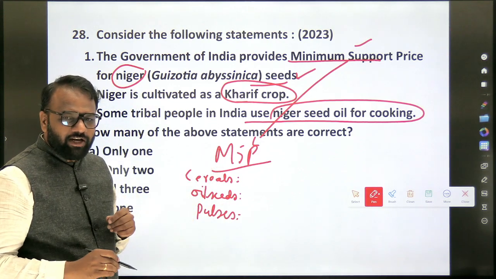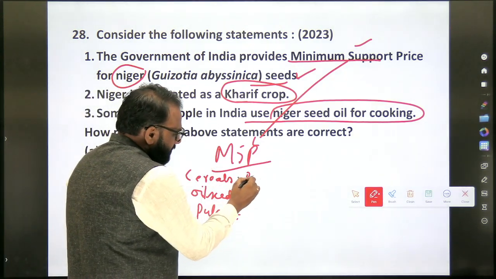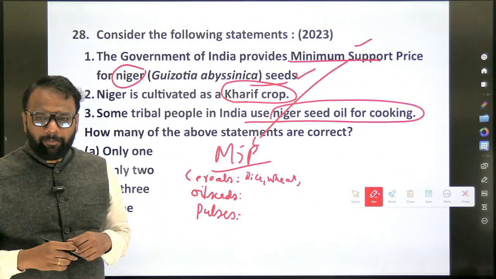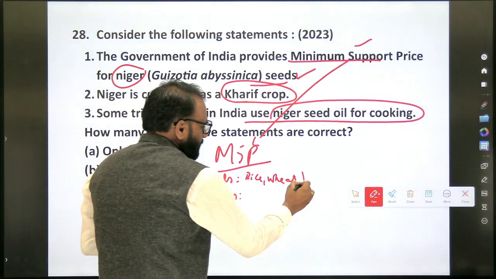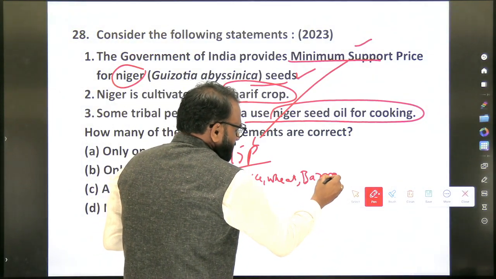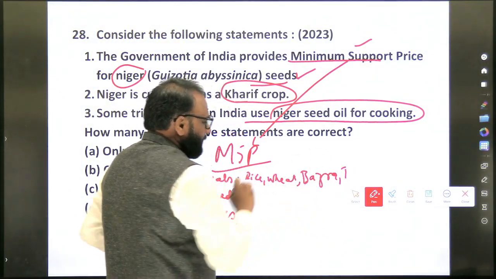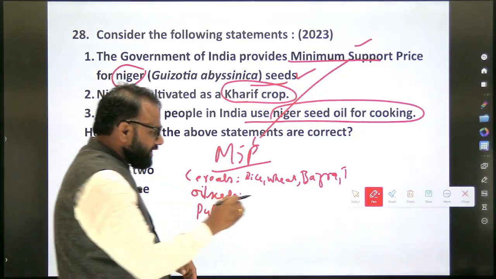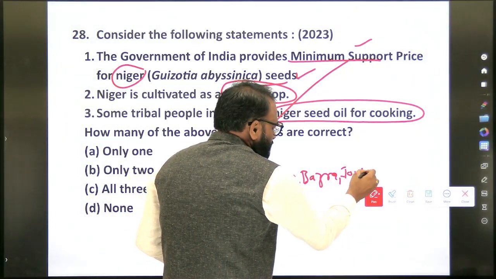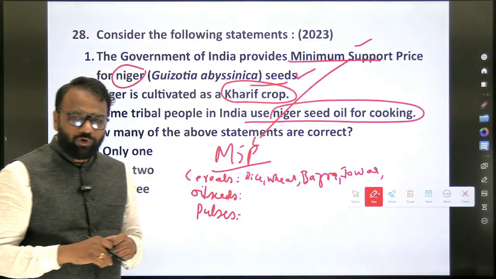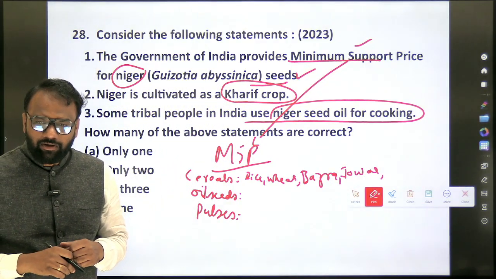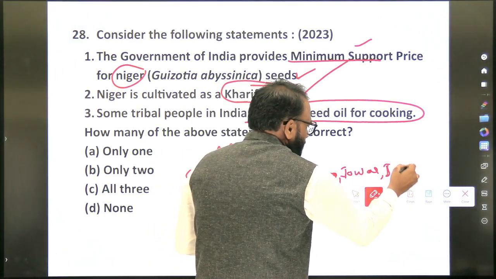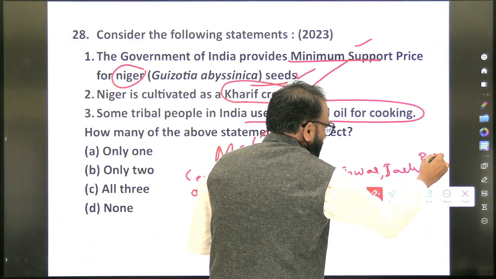Which are the cereals that are offered? Rice is there, wheat, bajra is there. No, tur is a pulse; we are just focusing on cereals. Yes, bajra is there. Next, jowar is there. Barley is there. Ragi is there. Good.